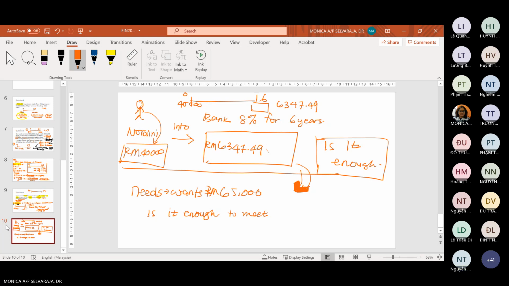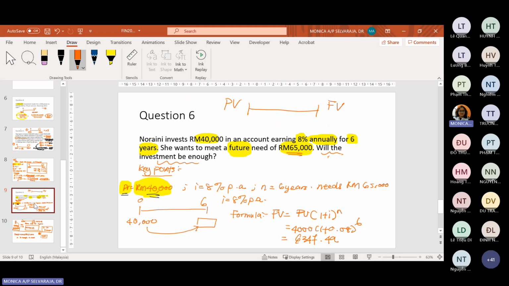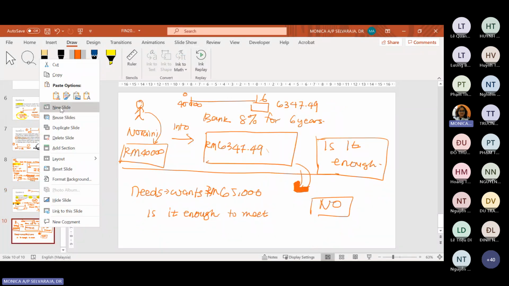Yes or no? Maybe my calculation is wrong. No, no, because your calculation is wrong. But I want you to understand this with me now. Is it enough to meet 65,000? No, that's all. That is the answer. Not yes. So the answer to will the investment be enough is: no, it is not enough. That's the answer. Your calculation is definitely wrong. You go and rethink why your calculation is wrong. Think again. Okay? That's all.